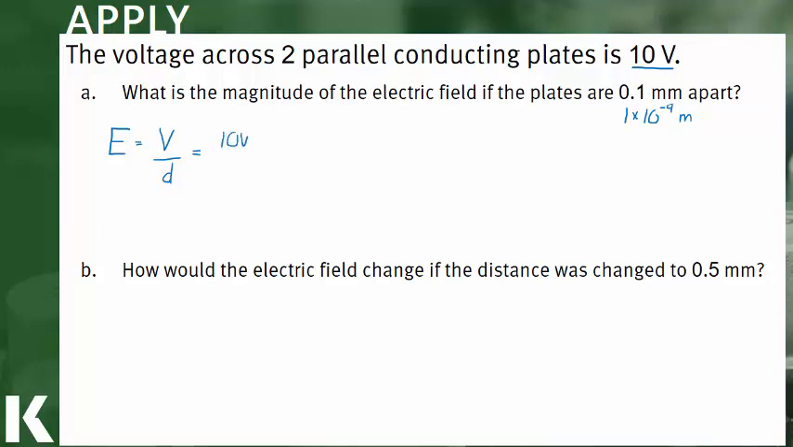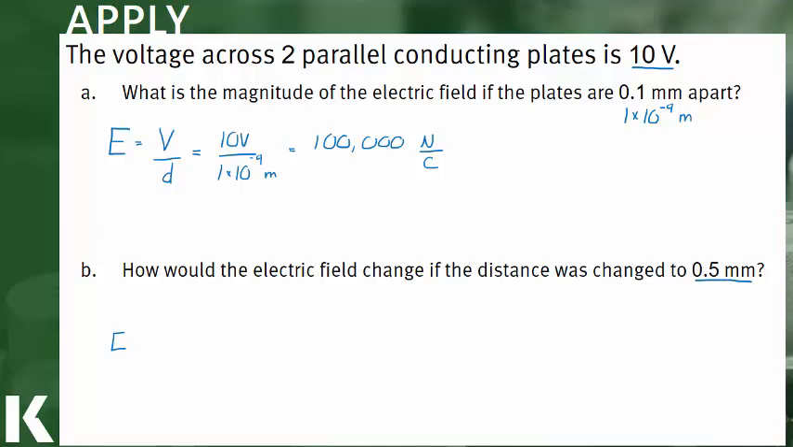So we'd have our voltage of 10 volts divided by 1 times 10 to the negative 4 meters. And crunching the numbers, this would give us an electric field of 100,000 newtons per coulomb. And the direction of this electric field would be always pointing from the positively charged plate to the negatively charged plate. Our second part asks us how the electric field would change if our distance was changed to 0.5 millimeters.